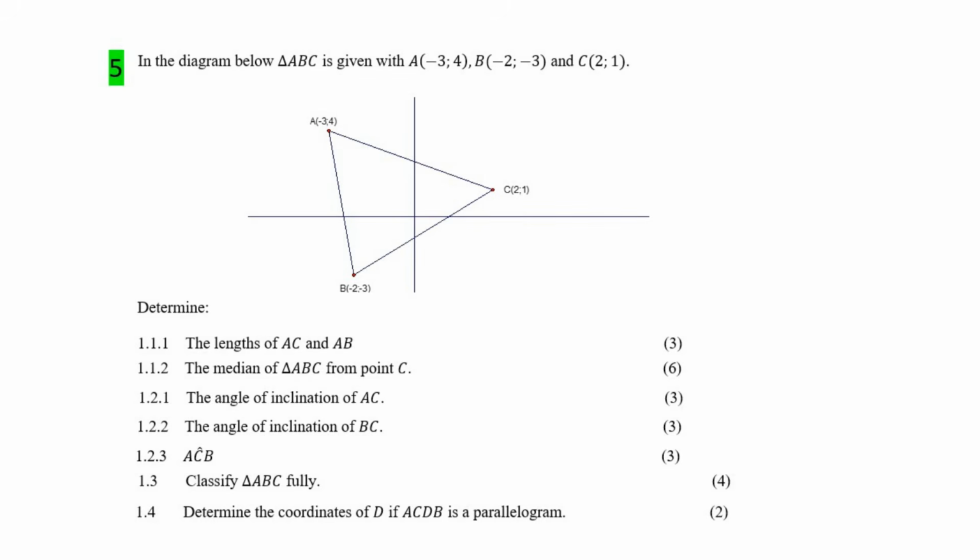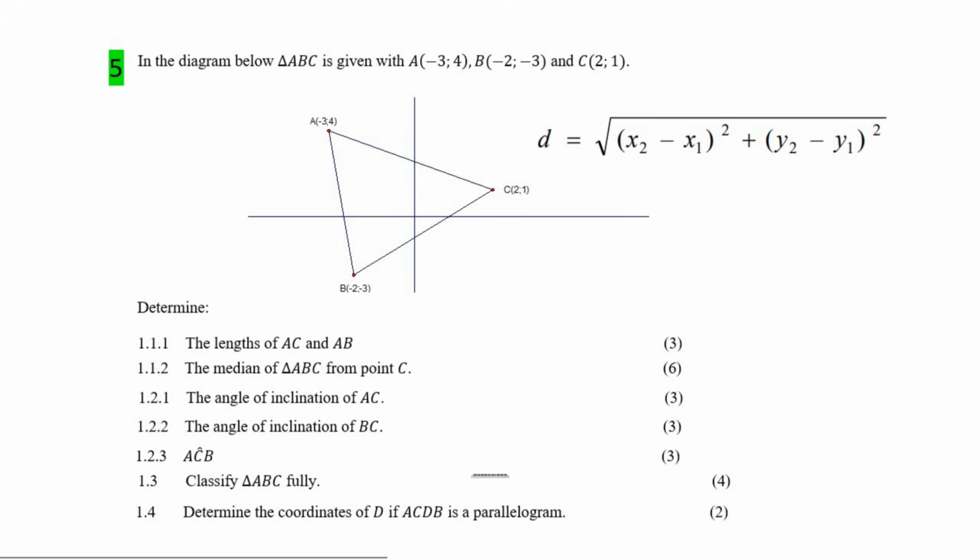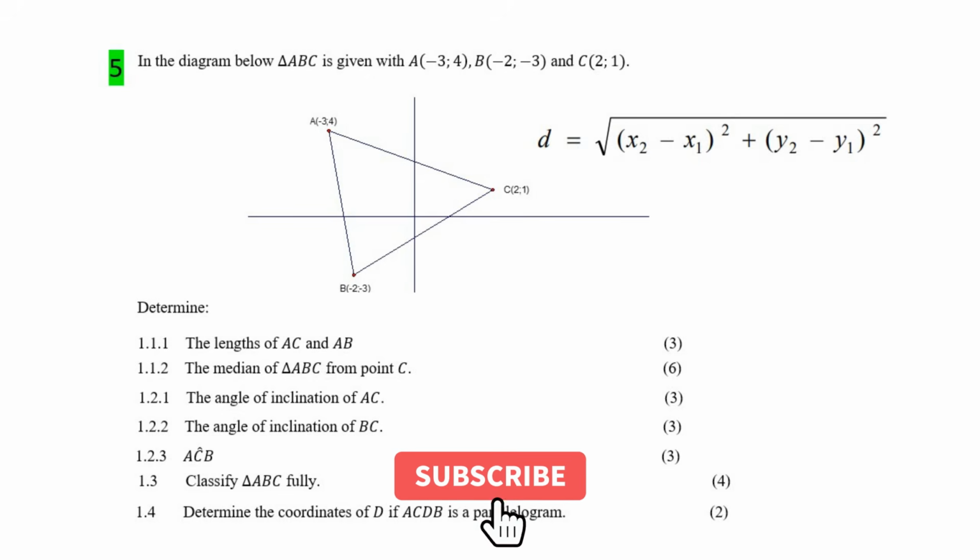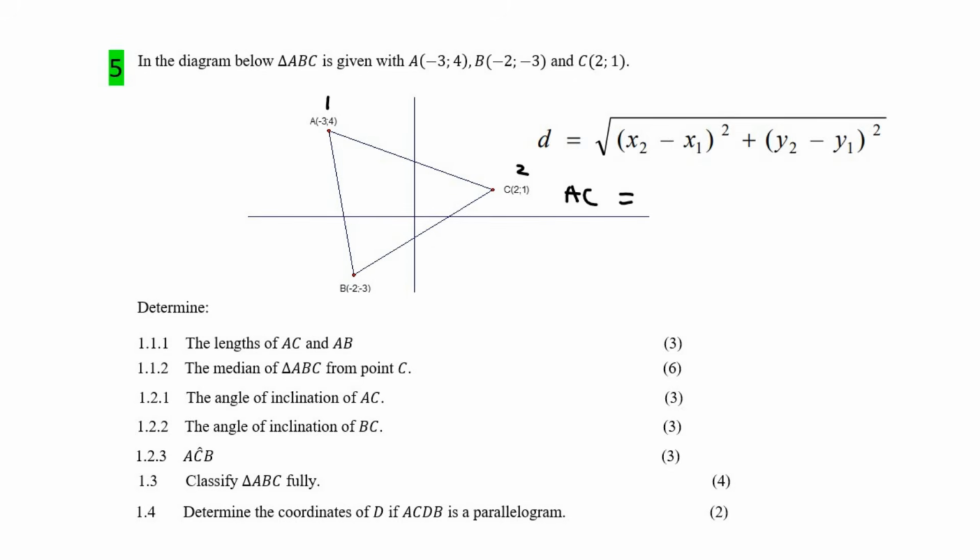The first question asks us to calculate the length of AC and AB. So we use the distance formula, and I'm going to do AC first. We can say that this is point number 1 and this is point number 2. You can do it the other way around, it doesn't really matter. And so the distance of AC would be equal to, and now I just fill in the formula.